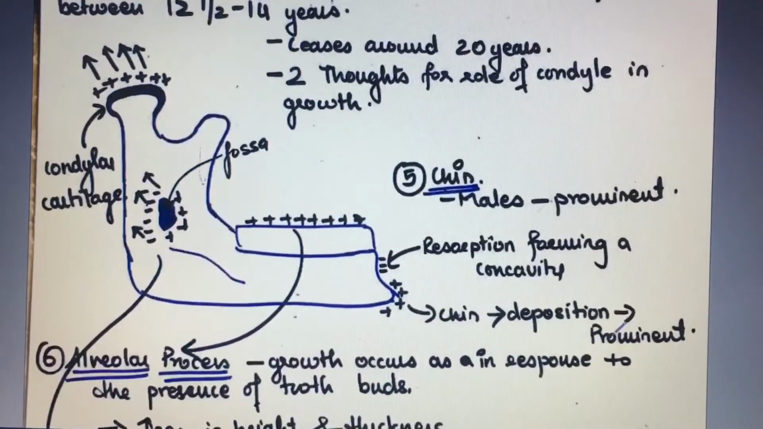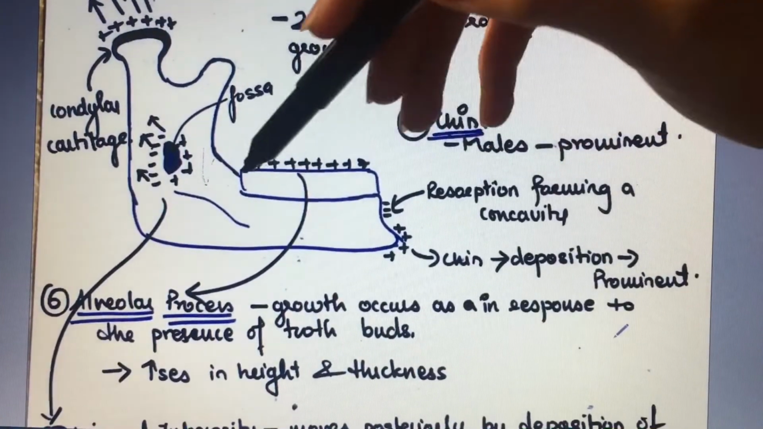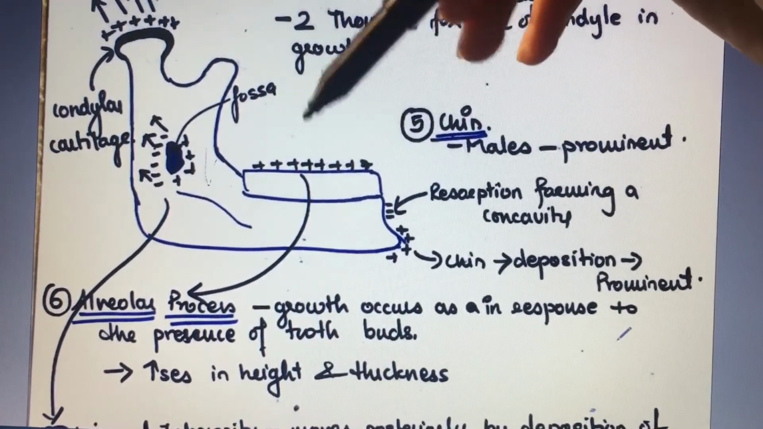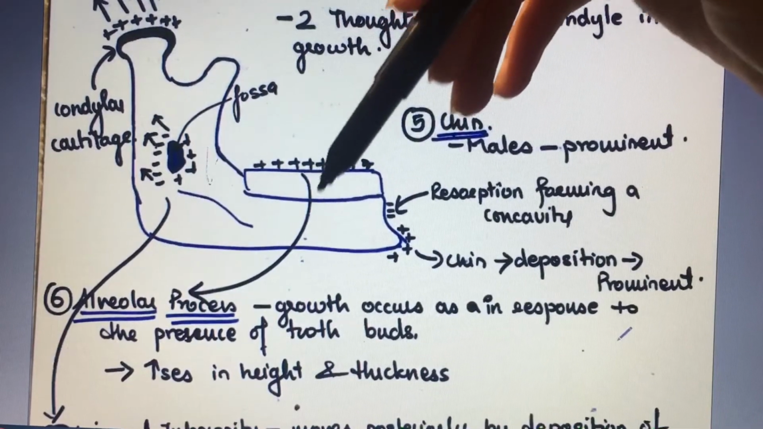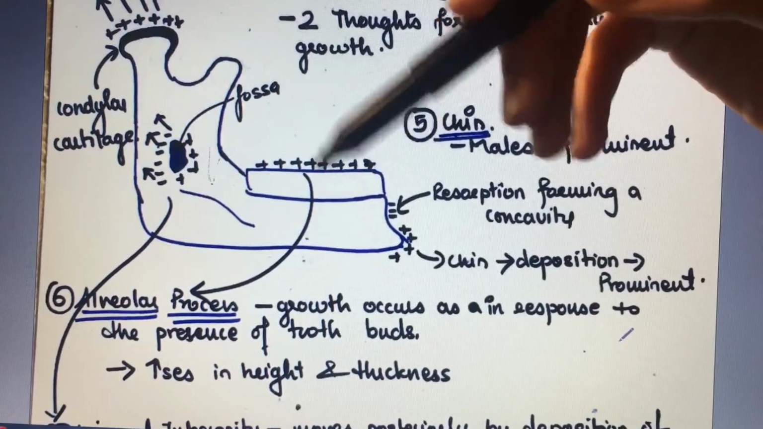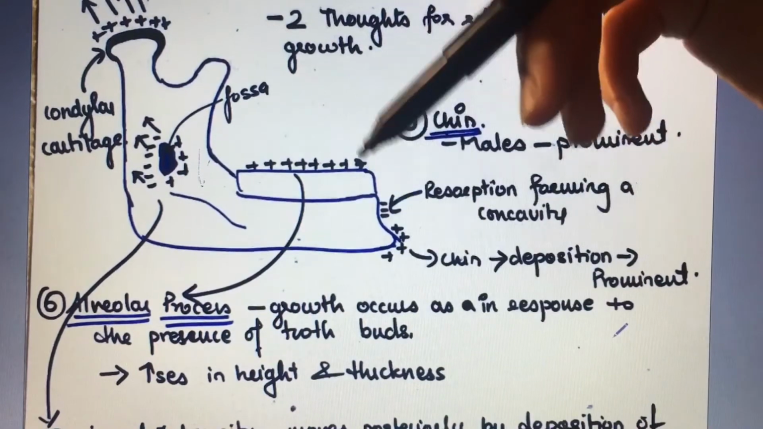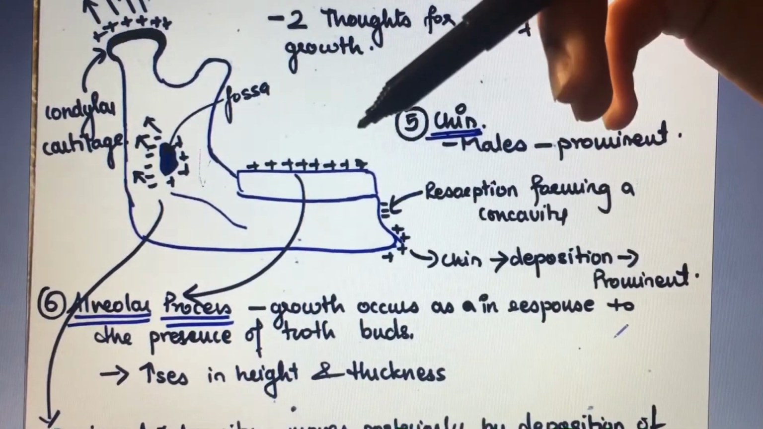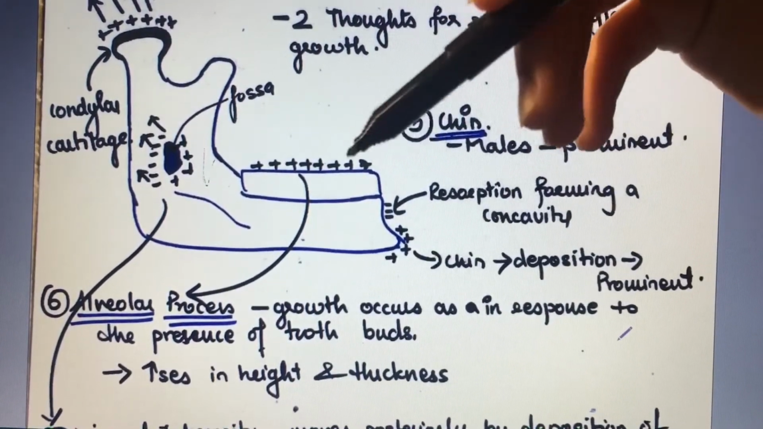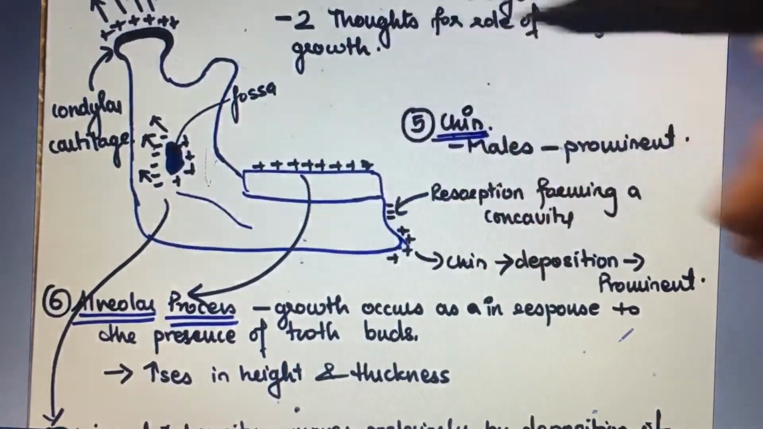Then we have the alveolar process. In alveolar process, the growth occurs in response to the presence of the tooth buds, that is the developing tooth. So as the teeth erupt in the alveolar process, it causes an increase in the height by bone deposition at the margins, and it also causes an increase in the thickness of the alveolar bone. So these two are the important points in alveolar process.